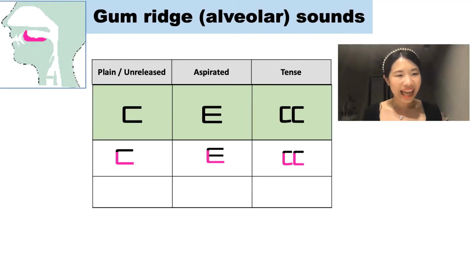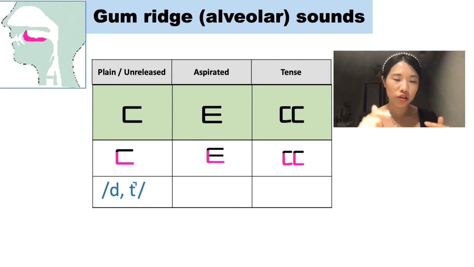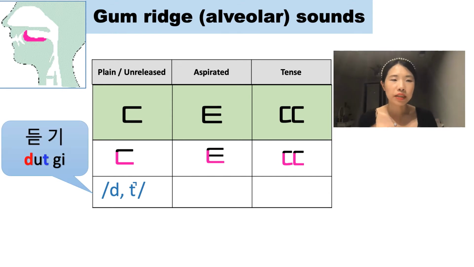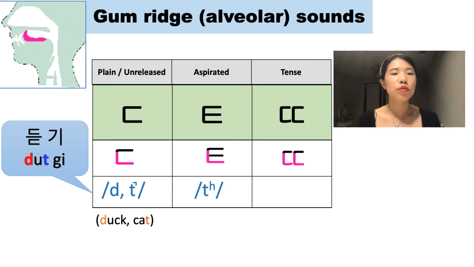Now let's move on to the alveolar sounds. Alveolar sounds include 디귿, 티읕, and 쌍디귿: plain, aspirated, and tense versions. The plain 디귿 is similar to the D sound in English in the initial position and the T sound in the final position. For example, 듣기: you can see 디귿 in initial and final position. If it's in initial position, it's similar to the English D sound, like duck, and if it's in final position, it's a T sound, like the T you make in the final position of English words like cat. It's not released. And the aspirated version is similar to the aspirated T sound, as if you're saying tall.